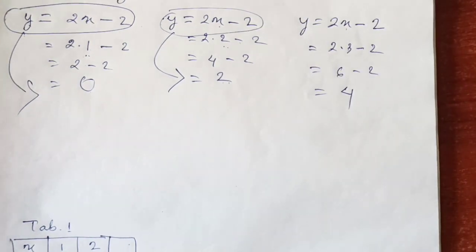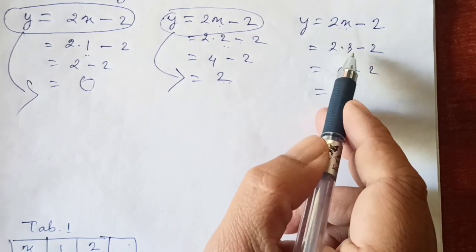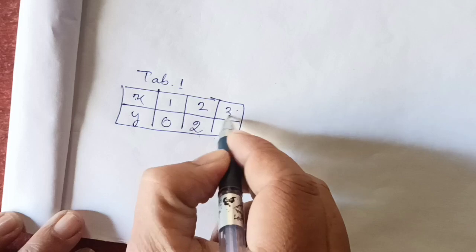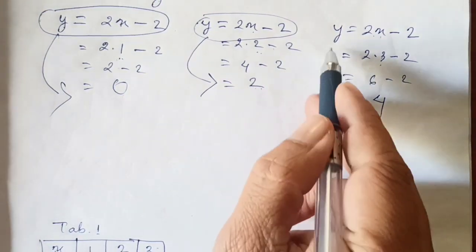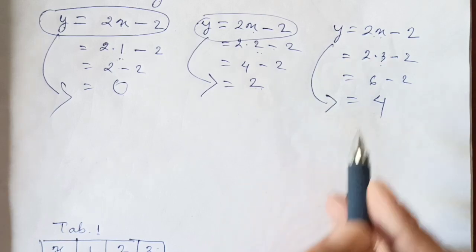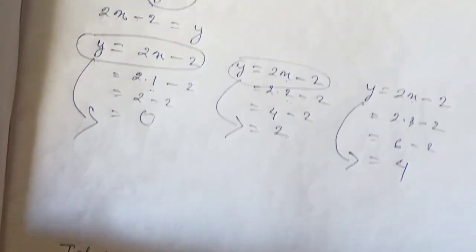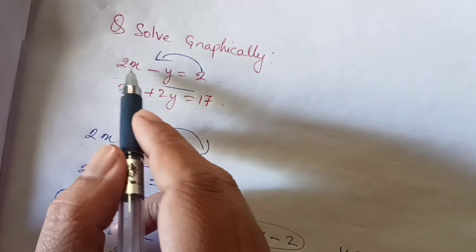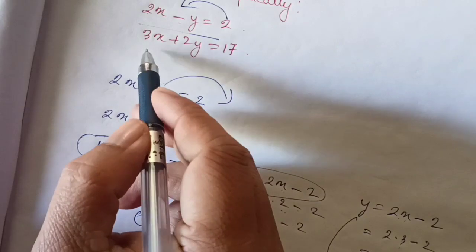We are already aware of how to fill up the tabulation. Instead of x, we write 3. So this is the x value. At last, we get the answer as 4. That means 4 is the value of y. So we write 4 here. So we have completed finding the tabulation values for this first equation, 2x minus y equal to 2.